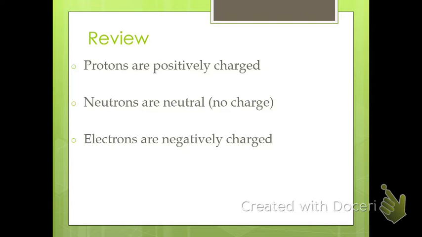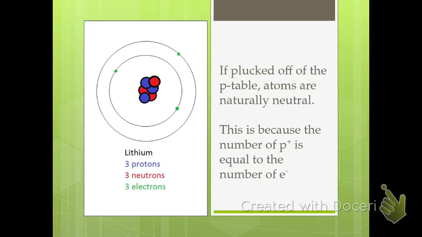A little bit of review. Remember that protons are positive, neutrons are neutral, and electrons are negative. So, if we pluck any given element off of the periodic table, we know that they're going to be naturally neutral. And this is because the number of protons, so 3 protons, is going to be equal to the number of electrons. So 3 protons, 3 positive charges, and 3 electrons, 3 negative charges. Those are going to cancel each other out.